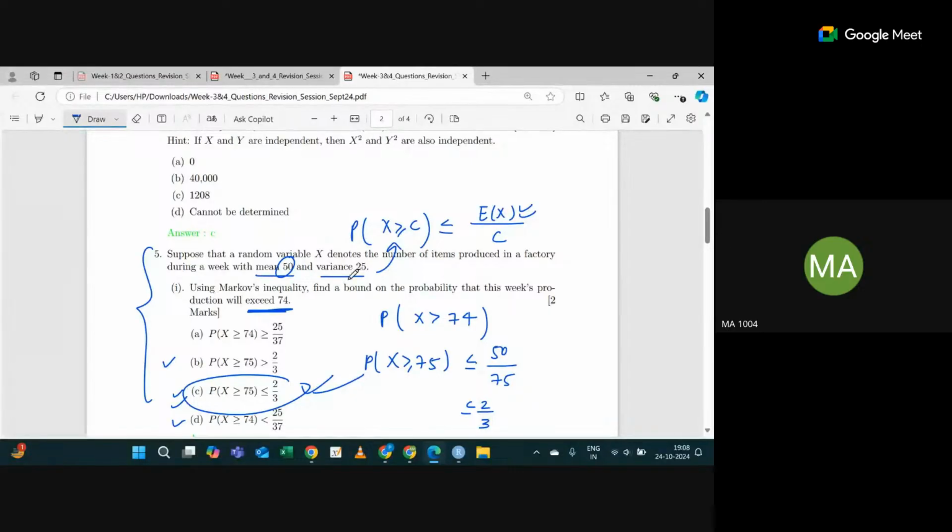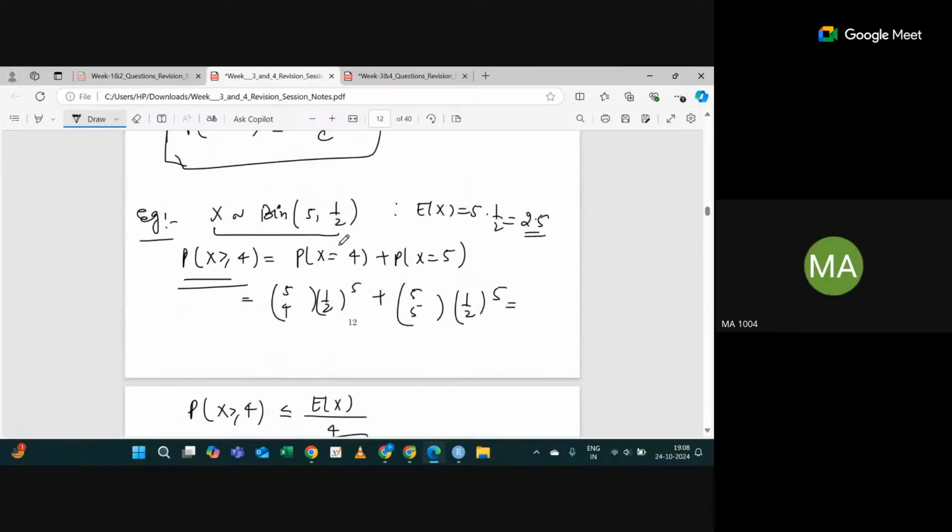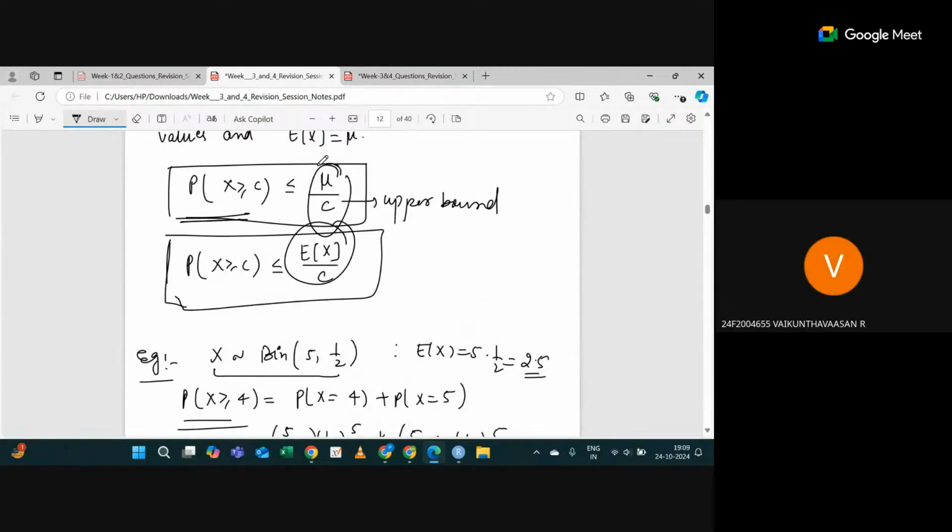Make sure you are focused with this kind of statement. This part is clear, right? What is the upper bound? Upper bound means this probability will not exceed this quantity. That is the upper bound. Clear?